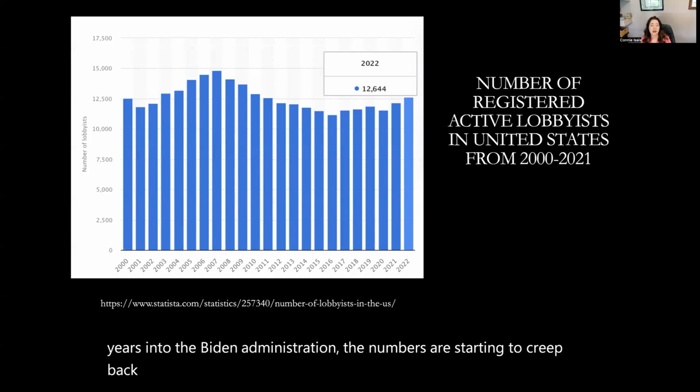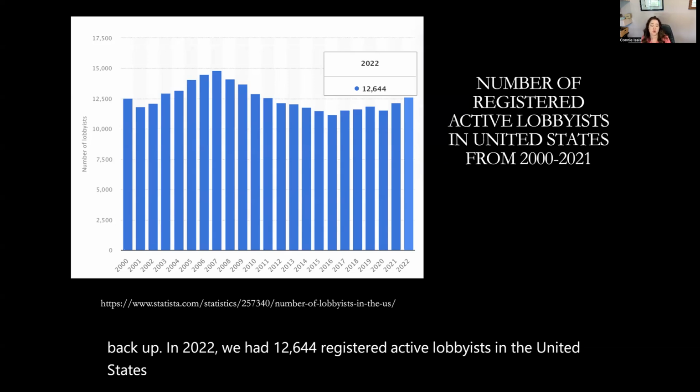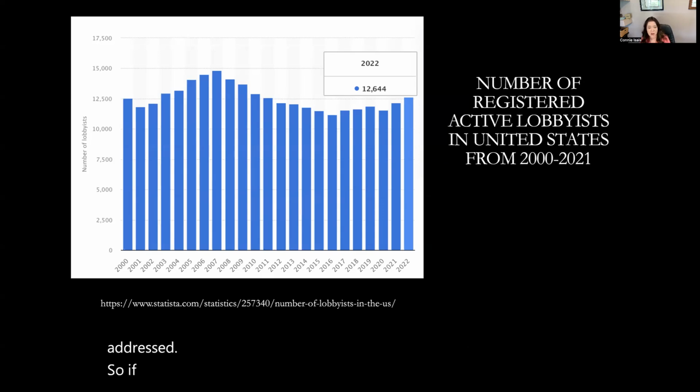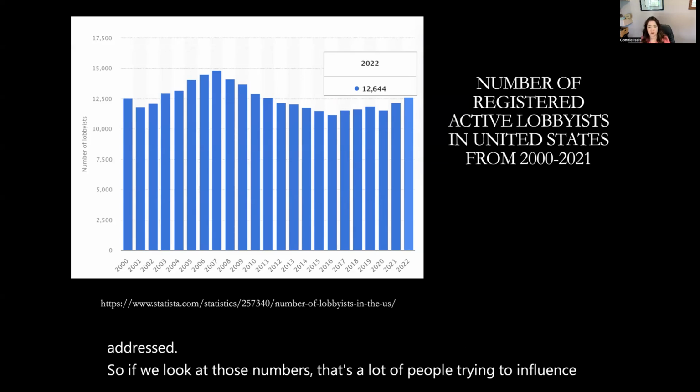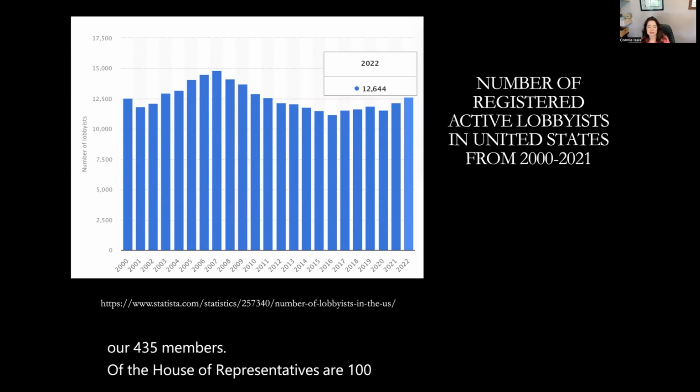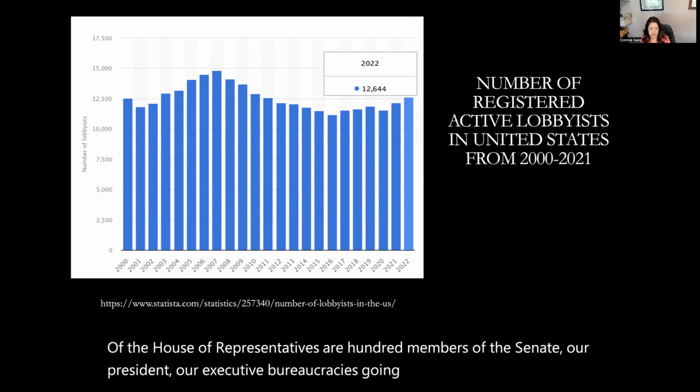In 2022, we had 12,644 registered active lobbyists in the United States, which means there were about 12,500 people actively lobbying our government to get their agendas, to get their needs addressed. So if we look at those numbers, that's a lot of people trying to influence our 435 members of the House of Representatives, our 100 members of the Senate, our president, our executive bureaucracies, going in and trying to impact what our government does.